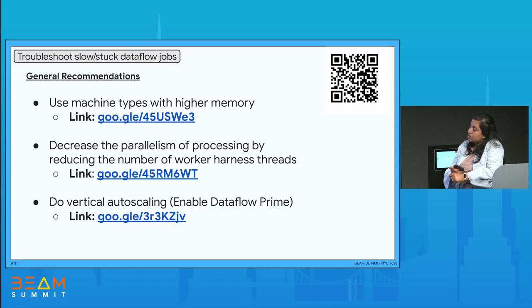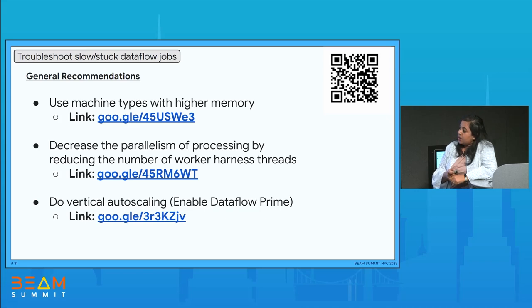The general recommendation is to use machine types with higher memory. Like if you are using N1 standard 4, then the best practice is to use N1 high mem 4, and decrease the parallelism of processing by reducing the number of worker harness threads. For streaming pipelines, the default is 300, and for batch pipelines, it is the number of processors on the worker. Please note that decreasing the parallelism would affect the pipeline performance. So we generally suggest you upgrade the machine type rather than decreasing the parallelism for your Dataflow job.